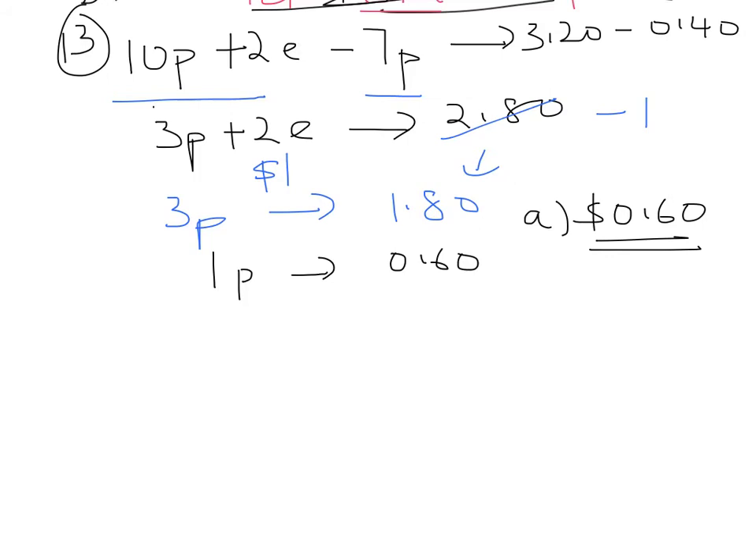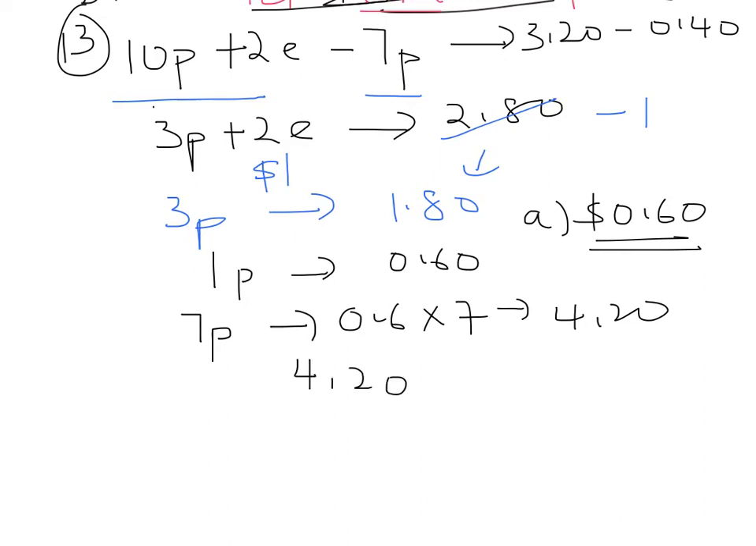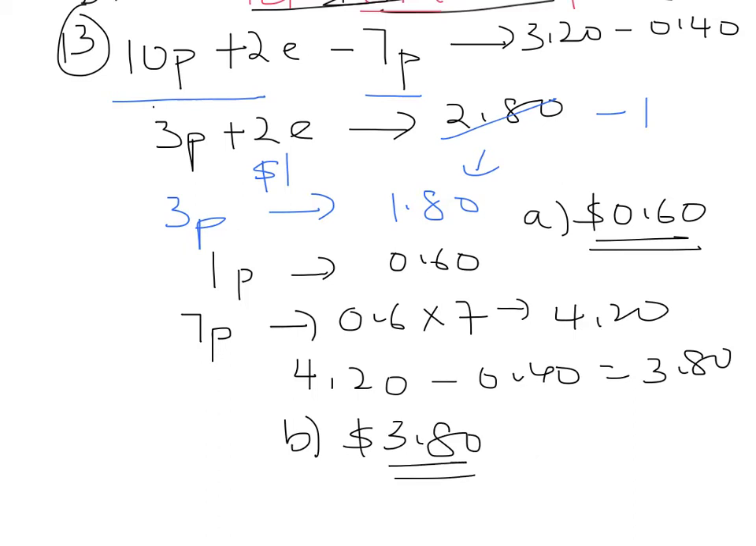How much money does he have? Okay, so 7 pens would cost 0.6 times 7, which is $4.20. He will need 40 cents more if he wants to buy 7 pens, which means $4.20 minus 0.40. He only has $3.80 at first. So final answer, $3.80.